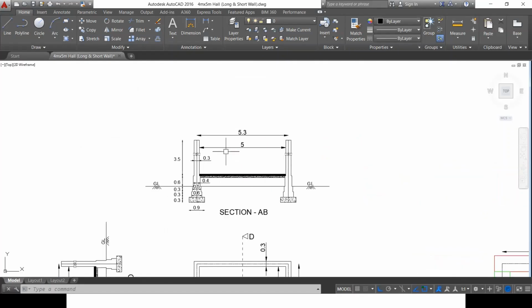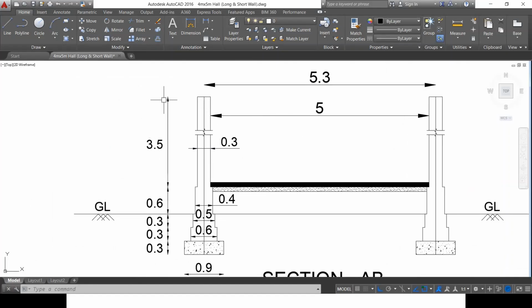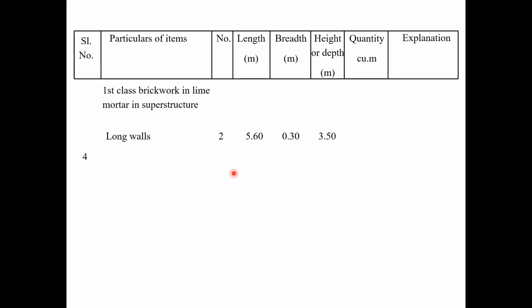So which is superstructure, the width of the wall is 0.3 meters, and the height is very important here. When we look at the section, we can get to know what is the height. Height is mentioned as 3.5 meters above the plinth level. So 3.5 meter is the height or the depth. So total quantity can be calculated as the product of these things, 11.76, and the explanation for the calculation or the remarks for the calculation of length can be shown here.